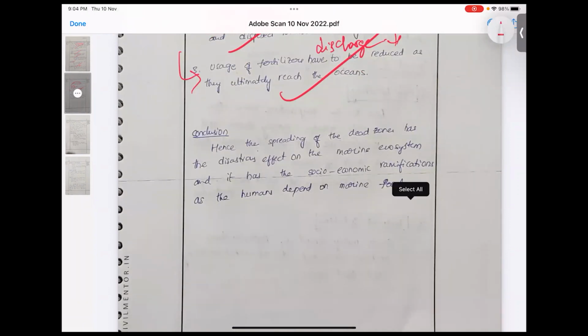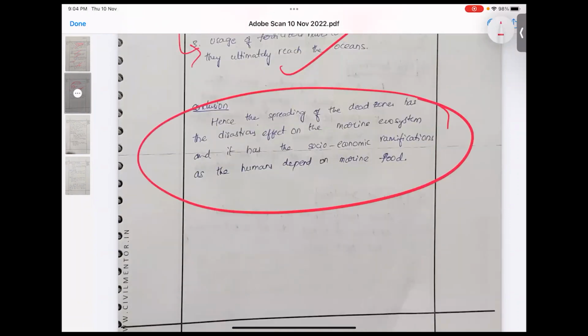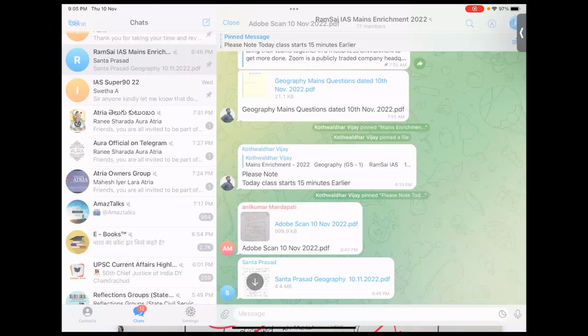Okay, sir. Conclusion can be slightly better. You have to write a sustainability angle in this particular conclusion. Okay. Sure, sir. See the second question.